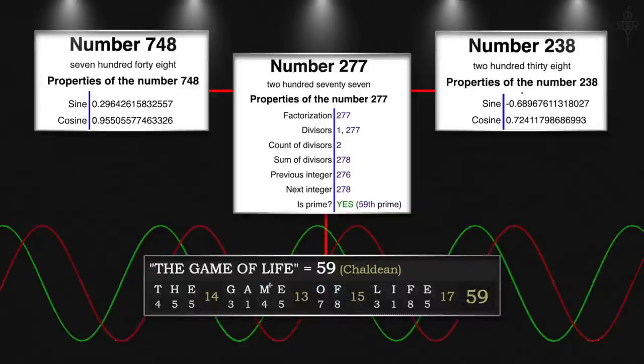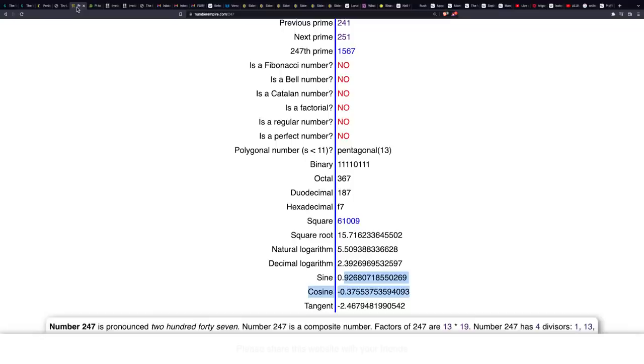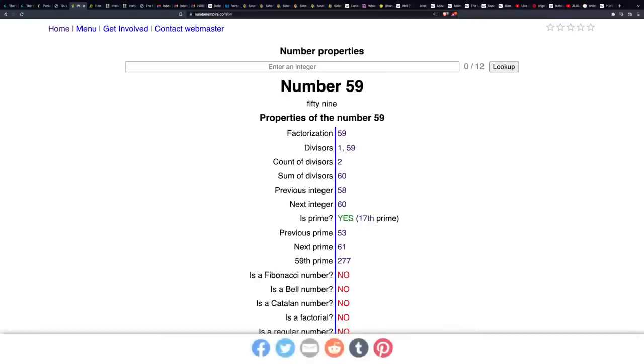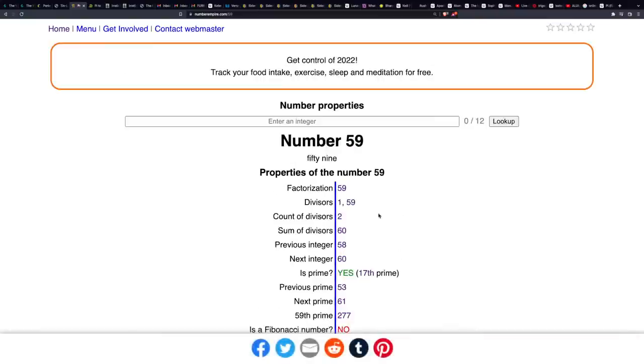That's what we're living in. So you can take this 59 now. Now, this is a big number. It's the 17th prime number. 17 is life. So we can take this 59 and we can easily just look at the sine and cosine wave of that. So 59, 17th prime number means life, the game of life.